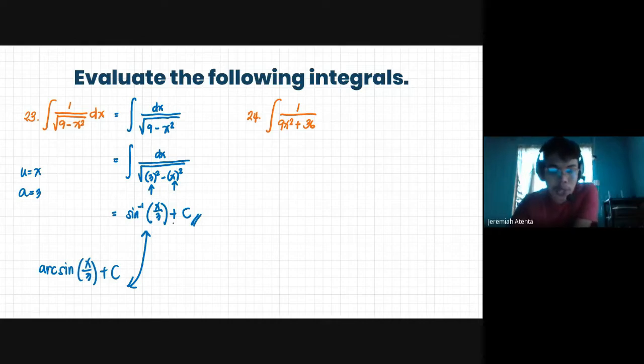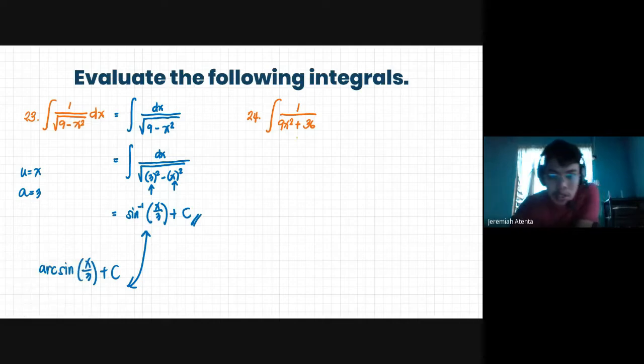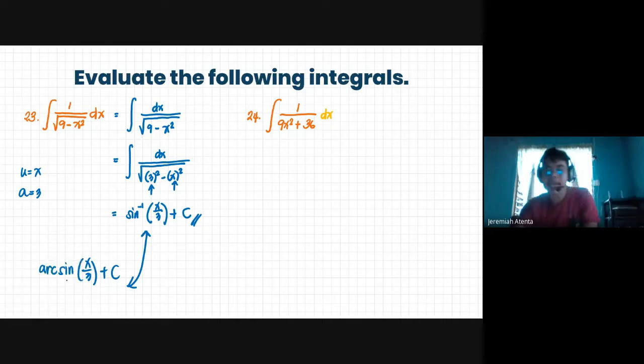Ito. Ay, nawala si DX. Sorry. Dapat may DX yan. Lagyan natin ng DX. Okay, so it should be 1 over 9x squared plus 36 dx. Or you can have this as the integral of dx over 9x squared plus 36.